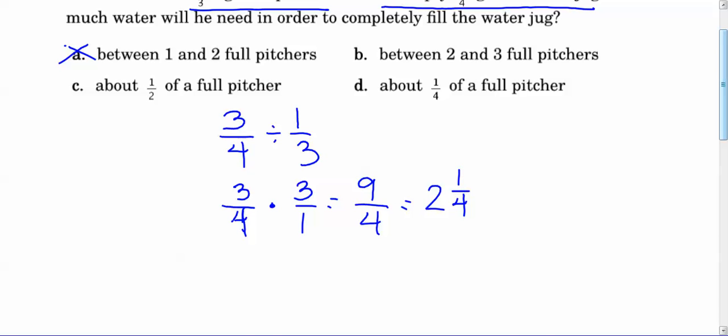Choice B, between 2 and 3 full pitchers. That is the correct answer, because 2 1/4 is between 2 and 3. And if he only had half of a third, that's not going to fill up a 3/4 of a gallon container. So that doesn't make sense. And choice D doesn't make sense either. So he needs between 2 and 3 pitchers to fill that 3/4 gallon jug he's got.